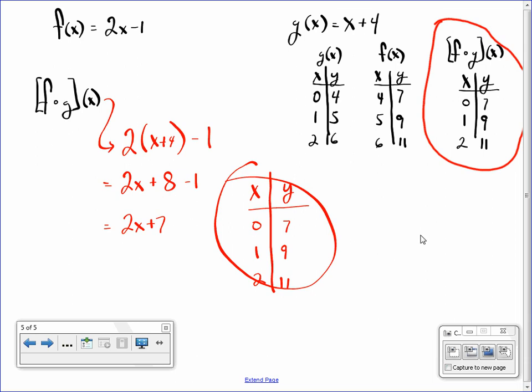Okay? Notice they're the same. This was a lot more work than this one. This one had to work at the first, and then it was easy. This one had to work all the way through. And that's why we want to do compositions. It basically saves us time.